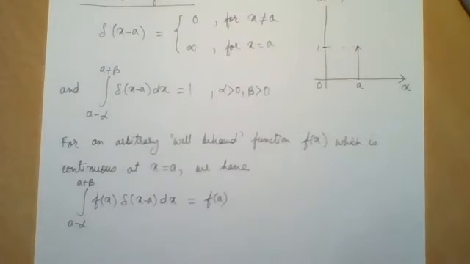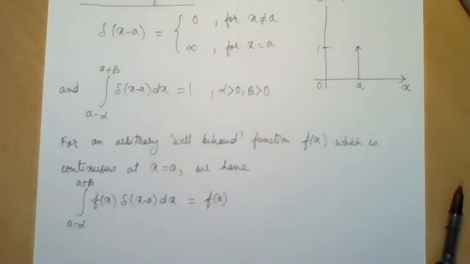So the Dirac delta function has this property that the integration from a minus alpha to a plus beta of f of x delta of x minus a dx is equal to the value of the function calculated at the point x equal to a. And this limit can also be written as from minus infinity to plus infinity. Even if you take the limit from minus infinity to plus infinity, the result will remain unchanged. So this is the Dirac delta function.